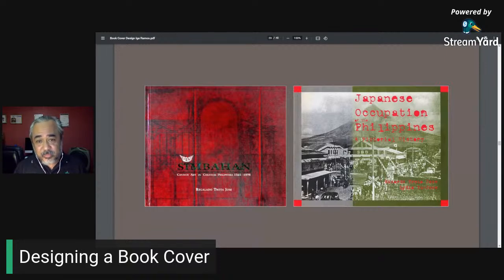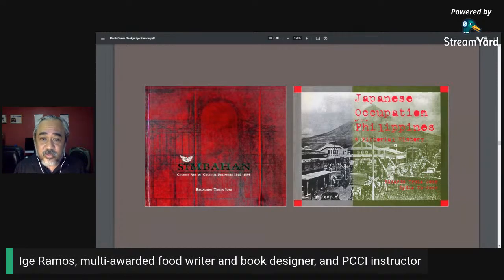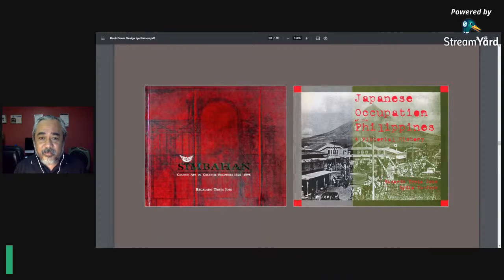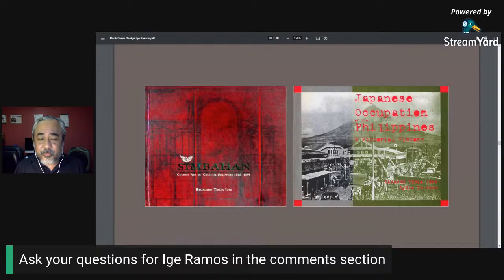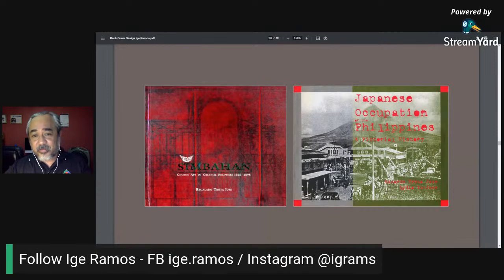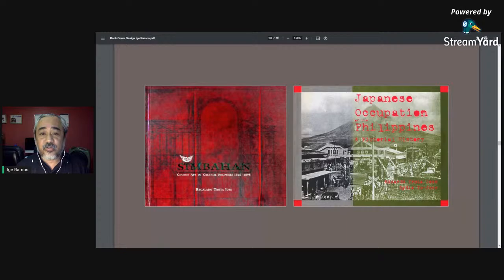So with the Japanese Occupation of the Philippines, this is actually the train station, if I'm not mistaken, in Legazpi, Albay. So you can actually see Mount Mayon. When you see the title Japanese Occupation of the Philippines, Mount Mayon looks like Mount Fuji, because there's a Filipino with a Japanese flag. And then I used an old Japanese typewriter font to show the design. So it's a very interesting thing that you can do.